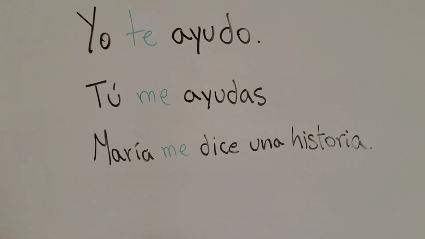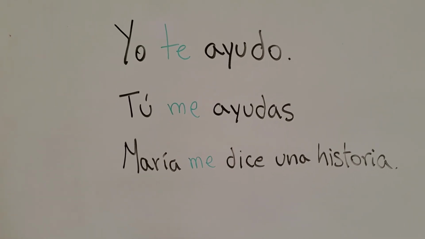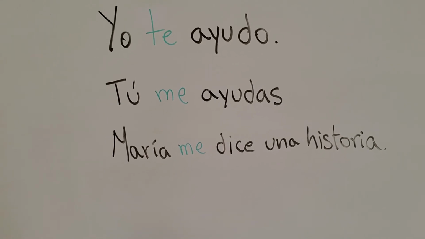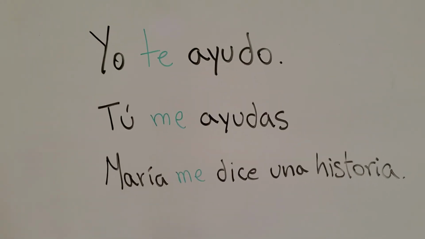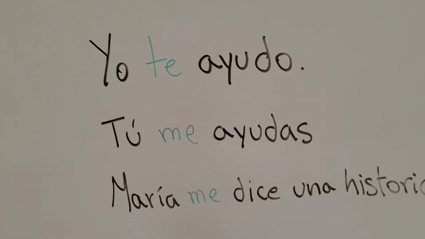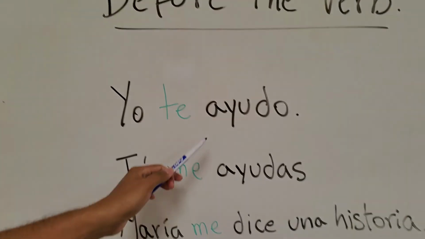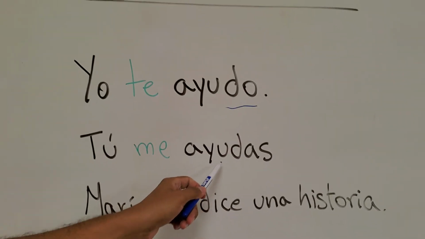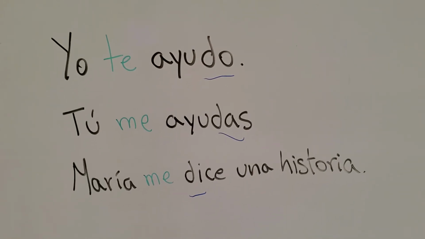The third example says, María me dice una historia. We place the pronoun me before dice, and here we have María tells me a story. Okay? Again, we place the pronoun before the verb. When the verb is conjugated, look at this. Ayudo, yo ayudo, tú ayudas, and María dice. So the verbs are conjugated.